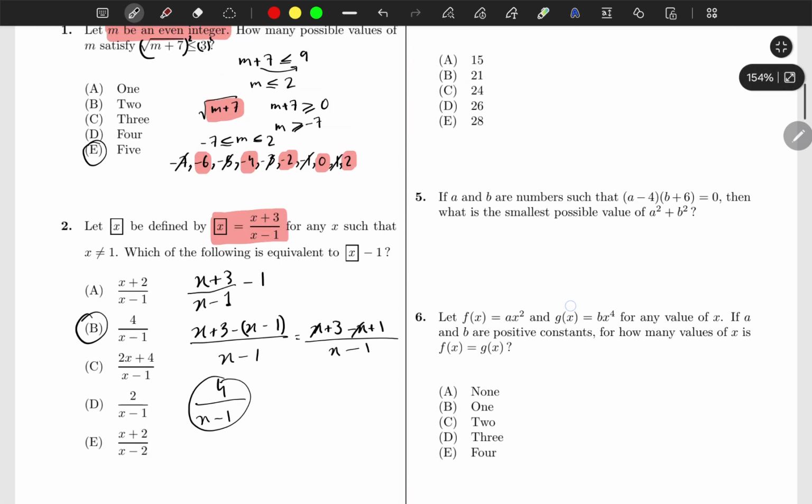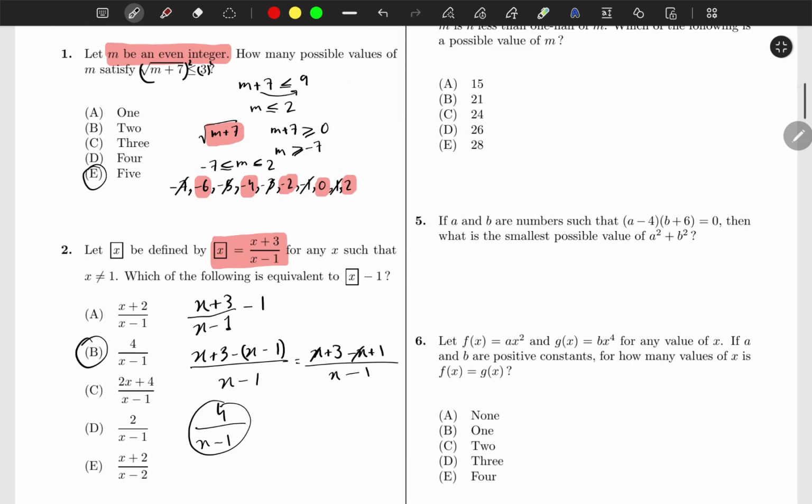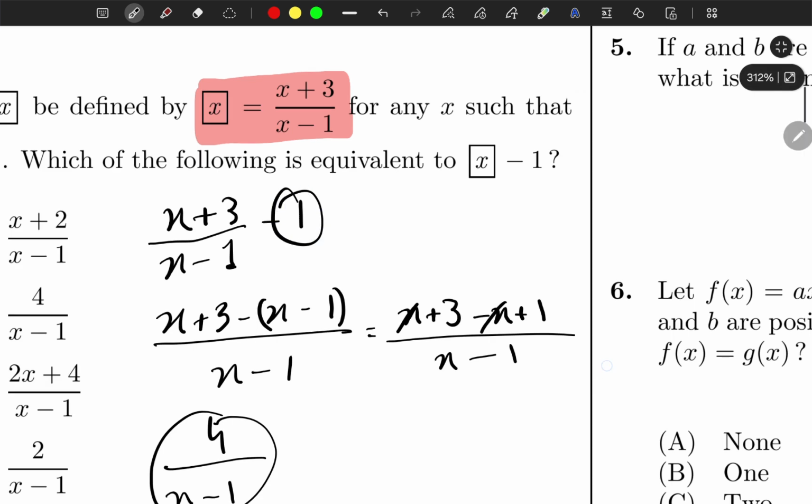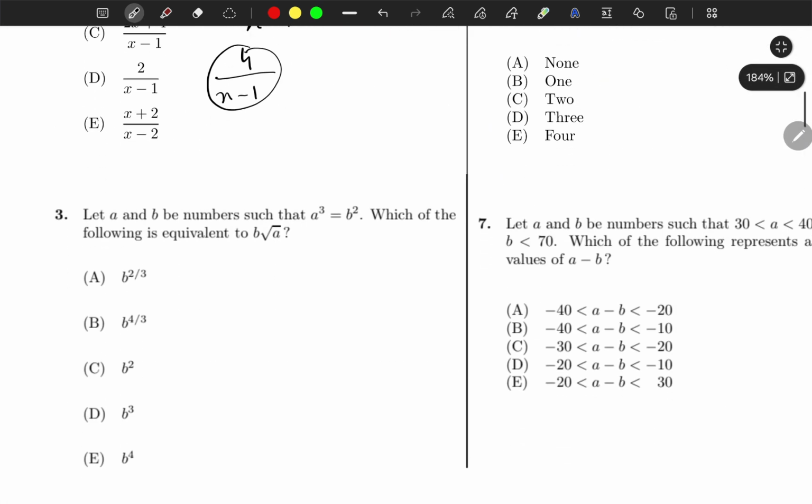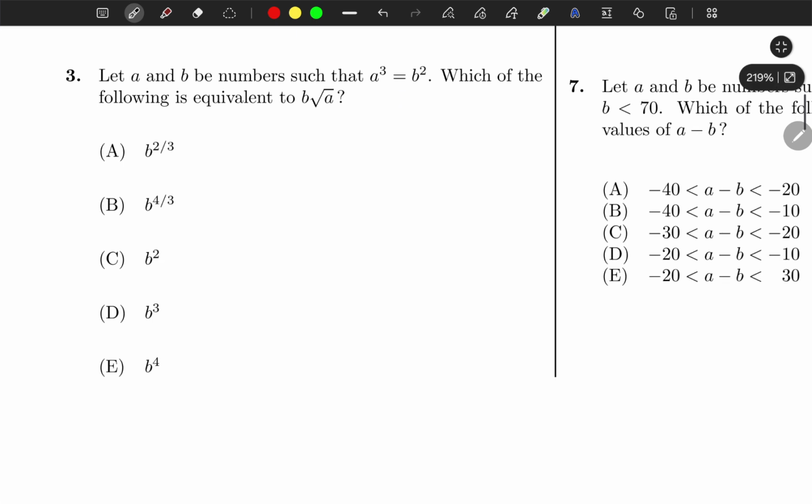There we go. Okay, it makes sense. I just made a silly mistake doing this. Yeah, I have to avoid doing that, but it is what it is.